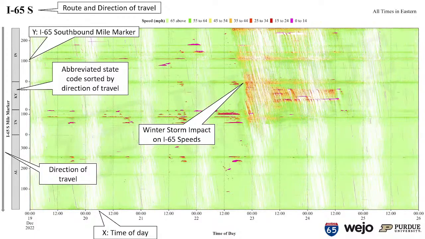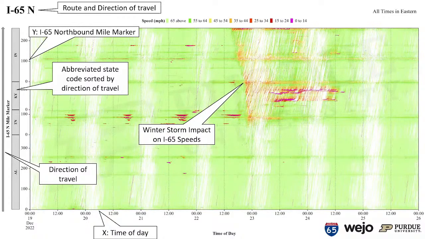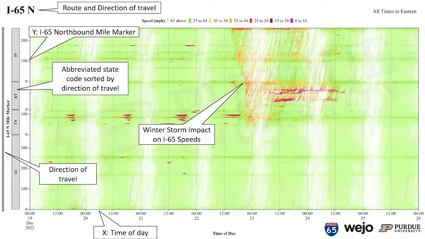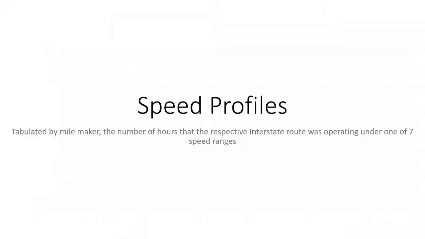Similar, I'll just do an eye doctor test here for northbound and southbound. And this is, again, important because some storms, as we know, are directional. Wind direction is a huge factor in impacting traffic. It may impact northbound, but not southbound, and that's where this is helpful.